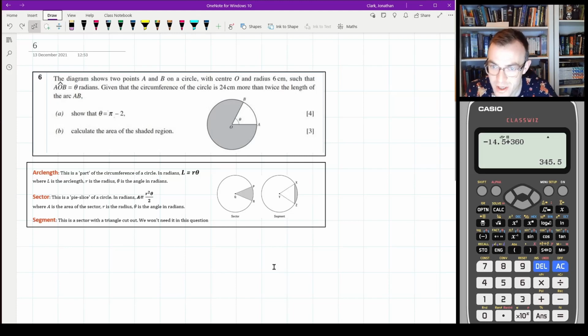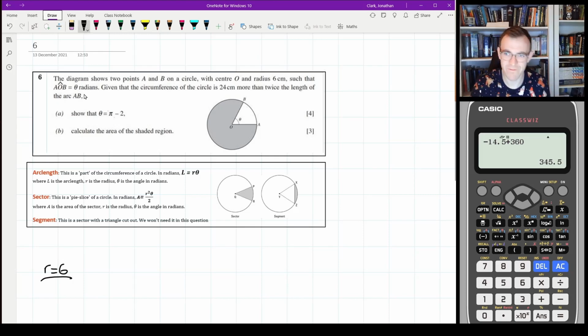Okay, what we got here? We've got something arcs related by the looks of things. So let's read the question. We've got 2 points on the circle, A and B. The radius is given, R is 6. Okay, I'm just going to make a note of that. R is 6. And we don't know the angle, it's just theta. The circumference of the circle is 24 centimeters more than twice the length of the arc AB.